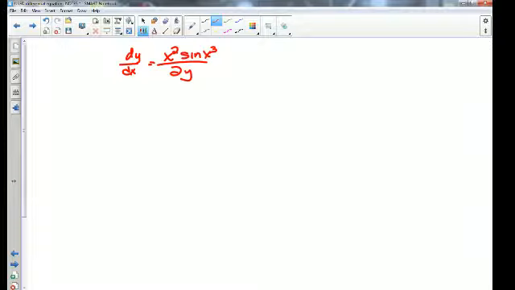Can you multiply by 2y? Yeah, separate. So go ahead and write out your separated variables. I will give you the answer in 30 seconds.